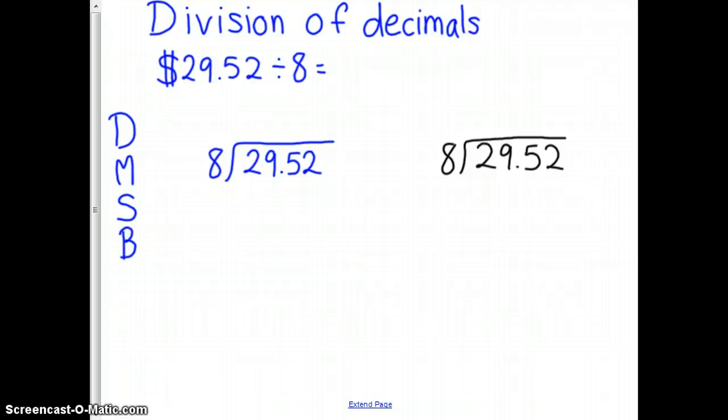Today we are going to go over division of decimals. Now, don't get scared because division of decimals is exactly like division of whole numbers. You just need to ignore the decimal until the end.